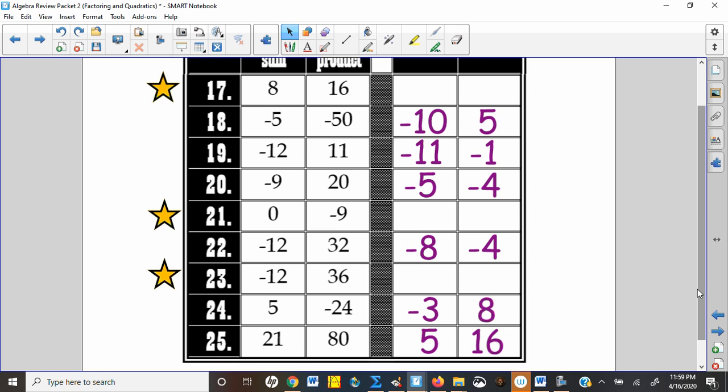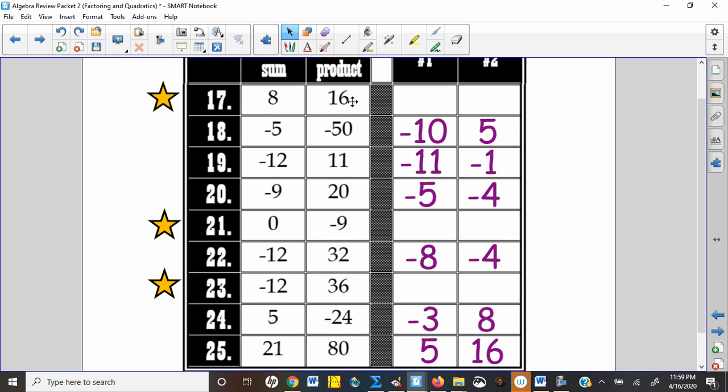And so why is 8 and 16 special? Well, because to multiply to positive 16 and add to positive 8, I have to use a 4 and a 4, right? And so they're the same number. And so that is a square binomial. Once we built it, it would be like x plus 4 times x plus 4, or x plus 4 quantity squared. It's very similar to number 23, except number 23 is a squared difference binomial.